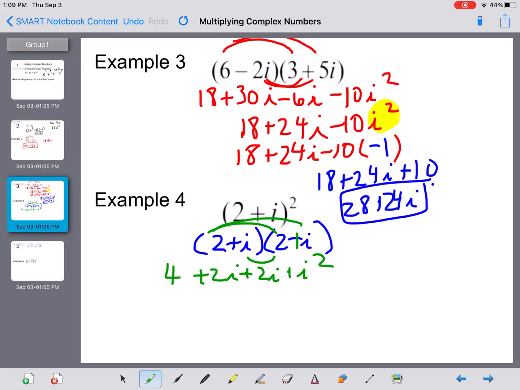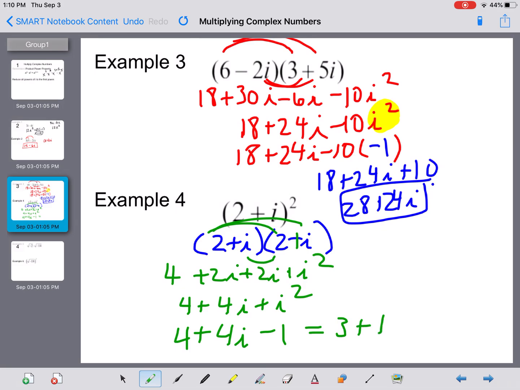So if we have that, we can combine like terms. And we should have 4i here. And then we have plus i squared. As before, we should know that that is negative 1. So we'd end up with substituting that in to get 4 plus 4i minus 1. And this should result in 3 plus 4i, making sure we're in standard form.